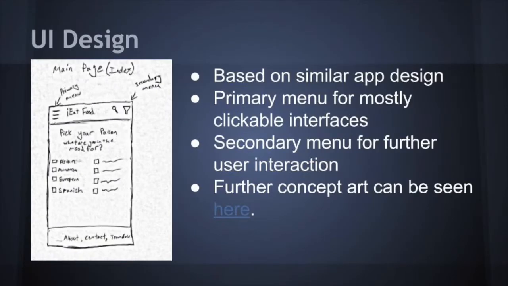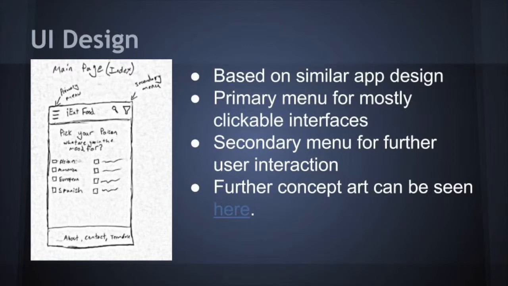So our basic user interface design is going to be based on most other similar app designs, with the header part of the app being kind of what the app is. It'll have a primary menu towards the left, a secondary filter menu on the right, and a search function in the middle. And of course, the footer will contain that information that most people don't really look at, but is necessary to be there. It's kind of standard operating procedure.